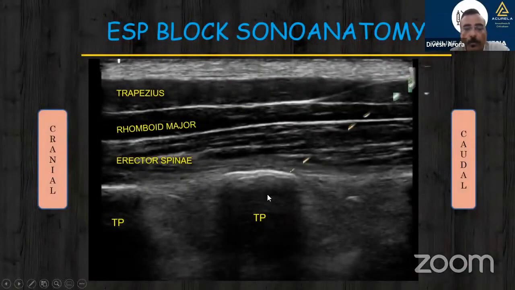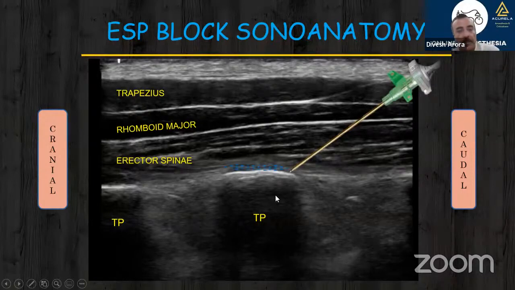So this is how the sonoanatomy would look like once you are actually at the transverse process. Transverse process has got a squared appearance. And if you turn the probe slightly outwards, then you get to see the superior costotransverse ligament. So the needle will come from caudal to cranial direction, inject over the surface of the transverse process, thereby lifting the erector spinae plane muscle.